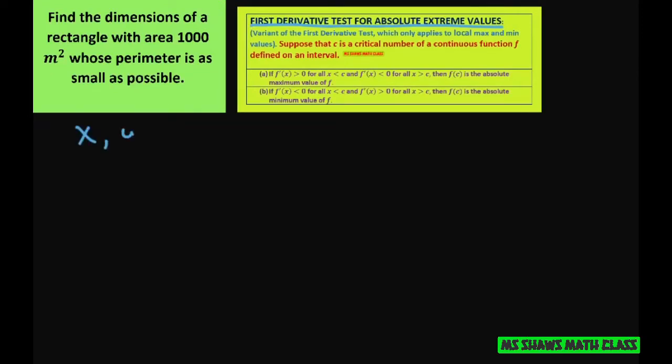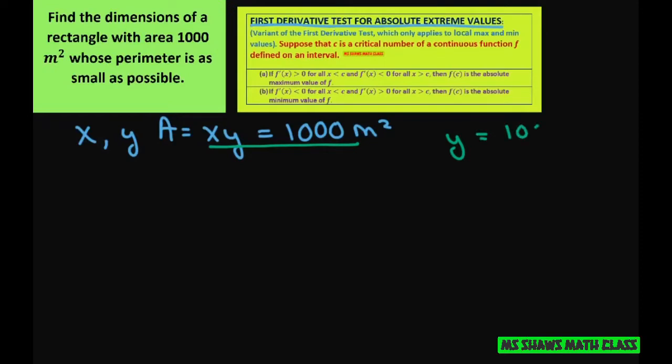Let's look at the dimensions of a rectangle: x and y, and therefore its area would be x times y, and that's going to equal 1,000 meters squared. Now, if we solve for y, we get y equals 1,000 divided by x.